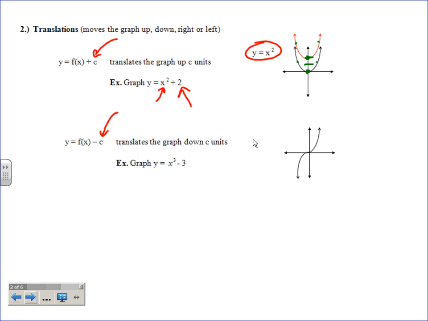Okay. Parent graph changed. It's x to the third. What's the negative 3 going to do? Again, it's outside. So what's that going to do? So what's going to happen to your y values? They're going to be 3 less than they were before, right? And so it moves it down 3. So 1, 2, 3. Again, what point was easiest to move? That 0, 0, right? Just keep moving those easiest points to move.